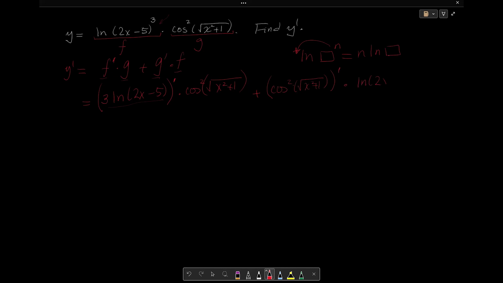ln of 2x minus 5 cubed. Because this formula, I'm going to write it here: something to a power, you drop the power in the front. This could go both ways. If I have this, I can go ahead and drop the power and make it like that. And if I have the power in front of the log, I can bring it this way and make it so. So if I have 2 ln of x, I can write this as ln of x squared and bring the 2 up, okay?